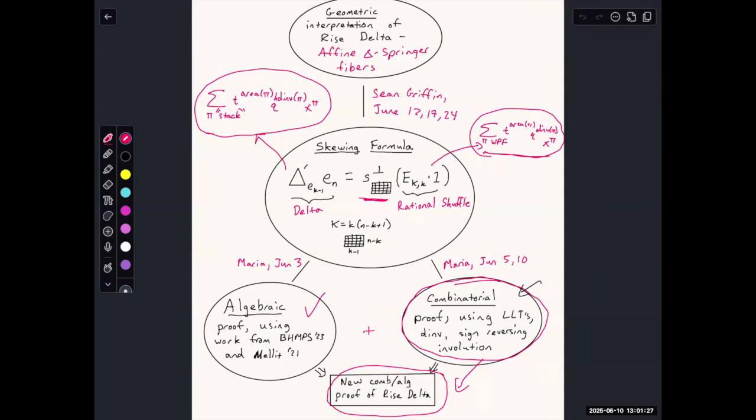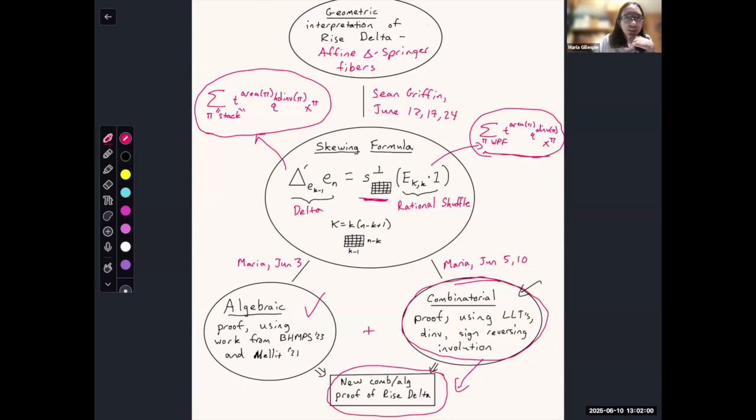So maybe I shouldn't call it a geometric proof of the skewing formula. It's more like now that we have the skewing formula, we can understand geometric interpretation of some of these formulas that we didn't have before. And yeah, we generalized work of Hikita on affine Springer fibers to what we call affine delta Springer fibers. And this was also motivated from this one variable case that we were doing Springer fibers in, but we have to affinize everything because now we have two variables. And so yeah, Sean's going to be talking about that for at least 3 lectures.